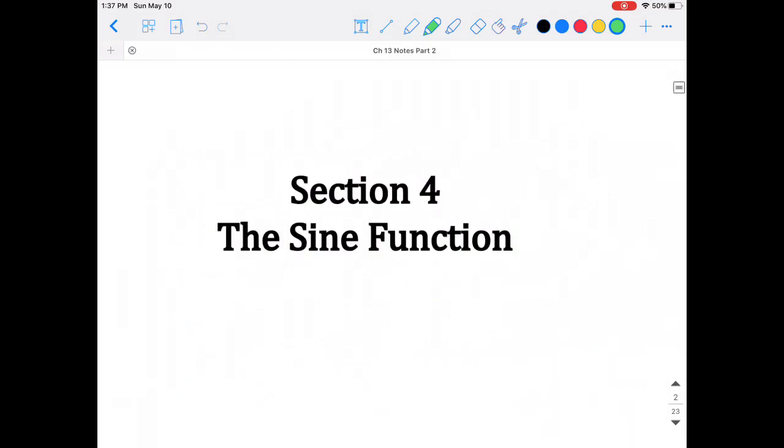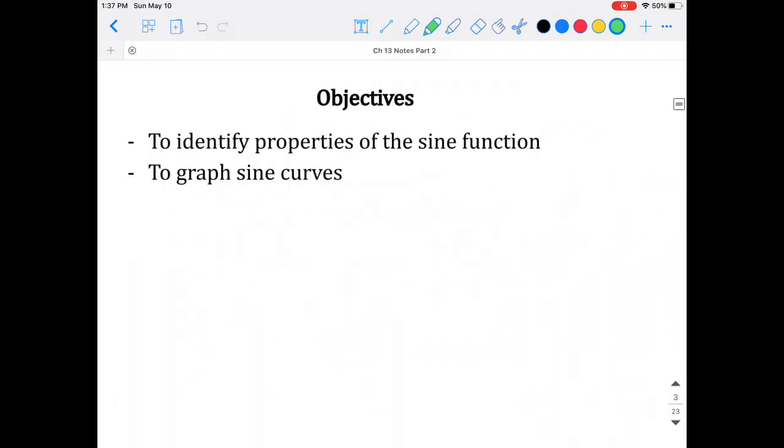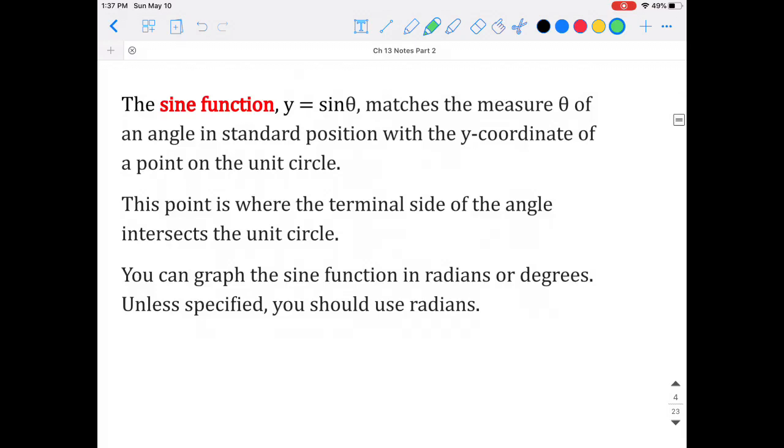Today, we're going to start section 4, which is the sine function. And the objectives for section 4 are to identify properties of the sine function and to graph sine curves. The sine function, y equals sine of theta, matches the measure of theta of an angle in standard position with the y-coordinate of a point on the unit circle. This point is where the terminal side of the angle intersects the unit circle. You can graph the sine function in radians or degrees, but unless specified, you should use radians.